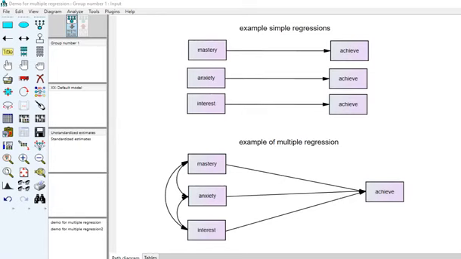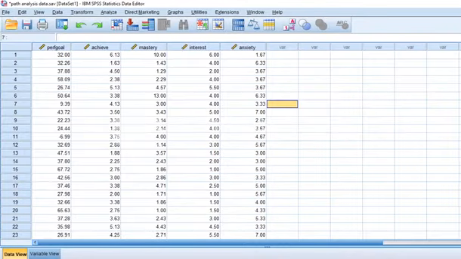Okay, in this video presentation, I'm going to discuss simple and multiple regression, and more specifically, how to run and interpret the results of these analyses using SPSS. So, as a starting point, I want to show you a few models based on this data right here.